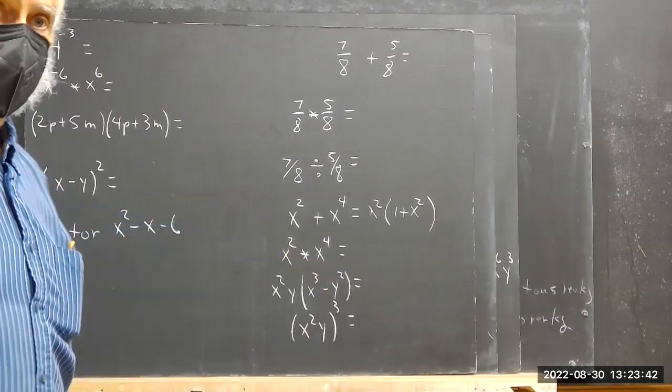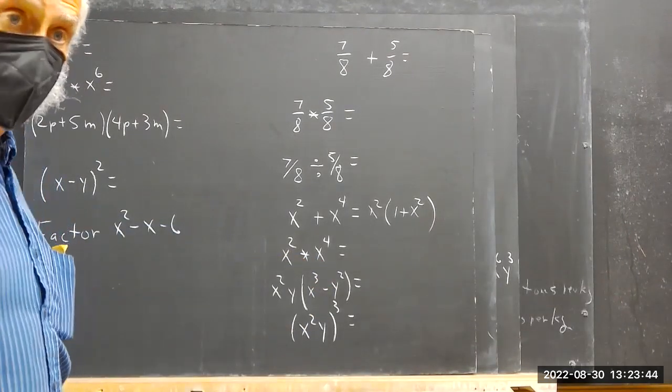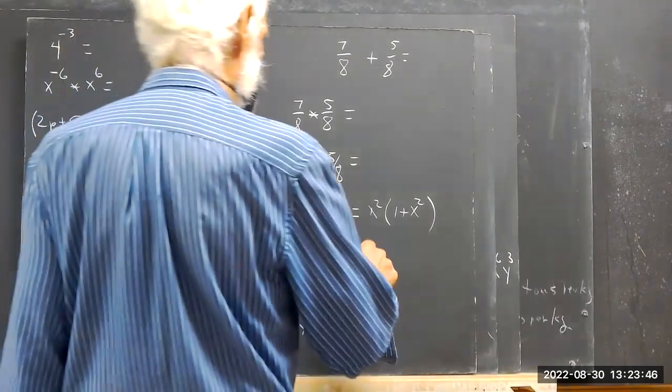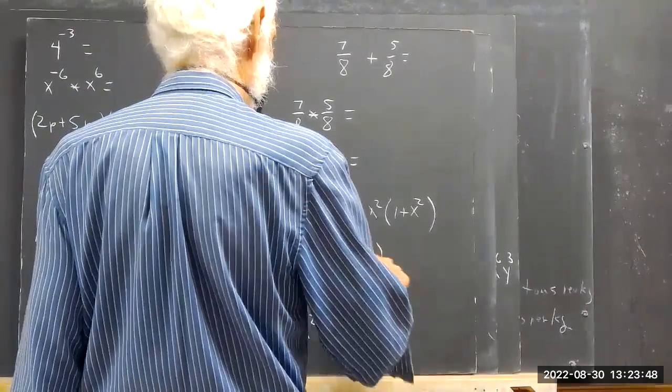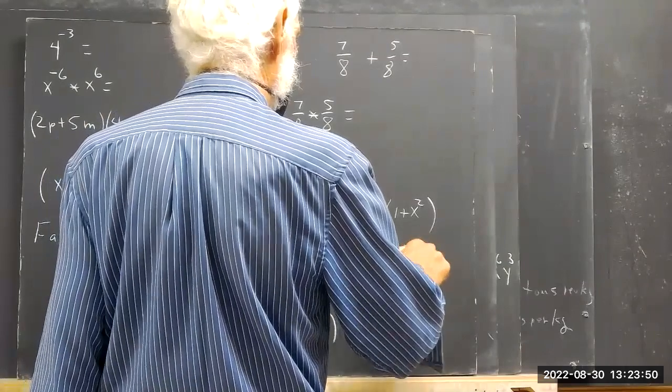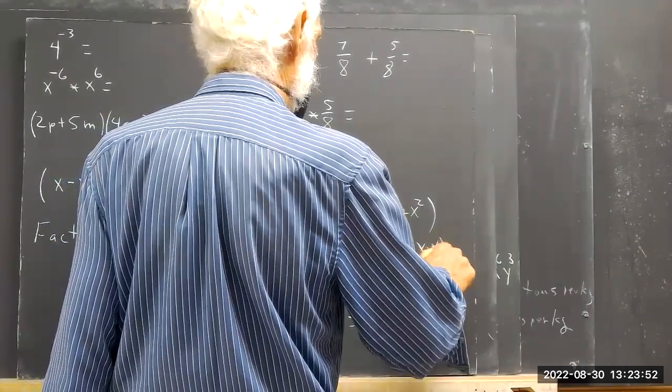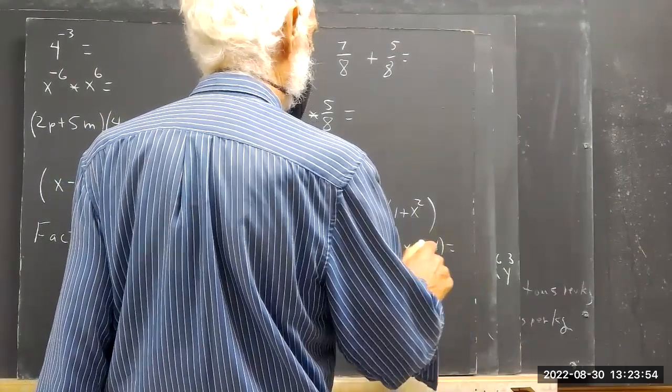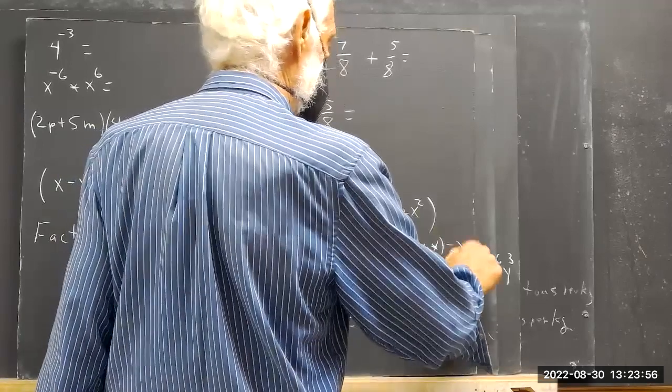x squared times x to the 4th is x to the 6th. Because x squared is x times x. x to the 4th is x times x times x times x. 1, 2, 3, 4, 5, 6 x's. That's x to the 6th.